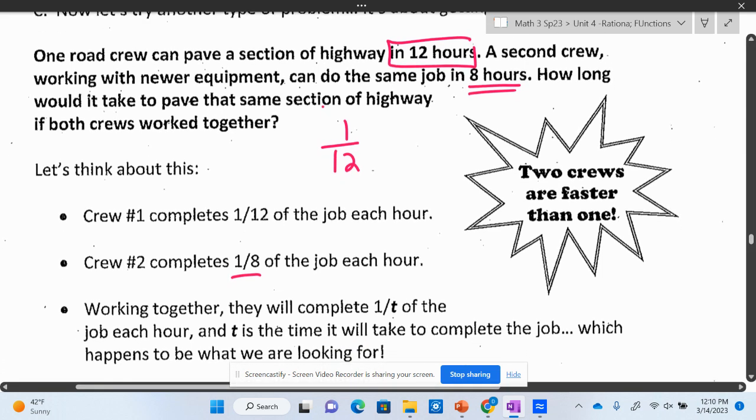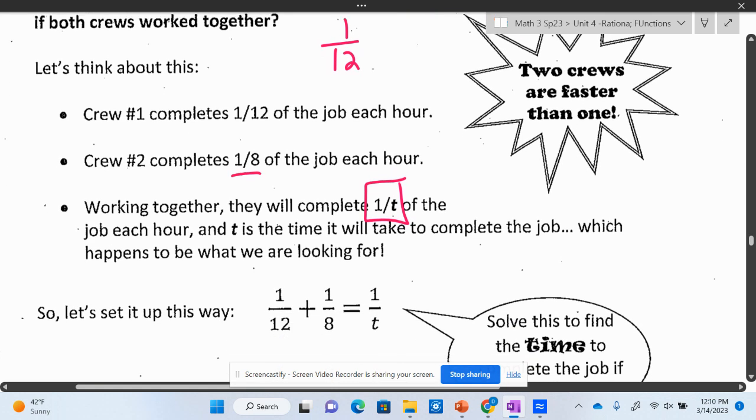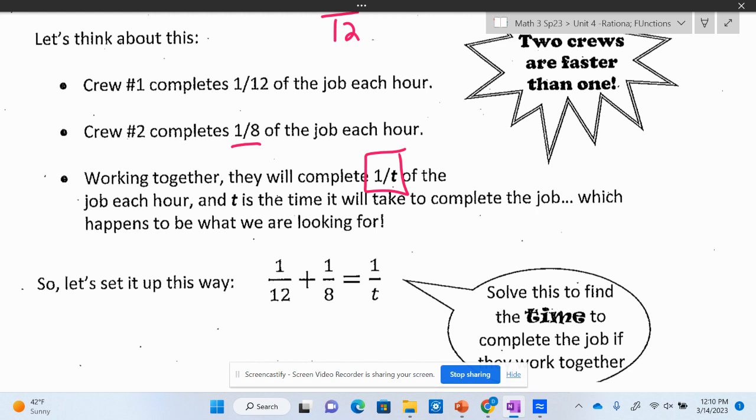So working together, they will complete it in some amount of time. I don't know what that time is, but here's what that's going to look like. 1/12 plus 1/8 equals 1/t. And I think that that's super cool.